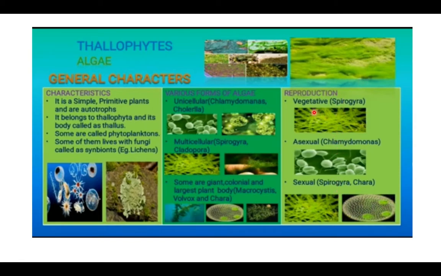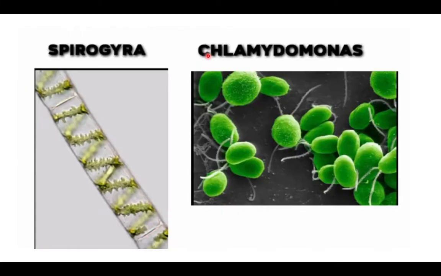There are 3 ways of reproduction. They undergo vegetative reproduction, example Spirogyra. Asexual reproduction, example Chlamydomonas. Sexual reproduction, example Spirogyra and Chara. Sexual reproduction means reproduction takes place using two kinds of gametes. Asexual reproduction is in the form of sporulation. Vegetative reproduction is with the help of the fragmentation method. So these are the three ways of reproduction. These are some examples of algae. This is Spirogyra, this is Chlamydomonas.